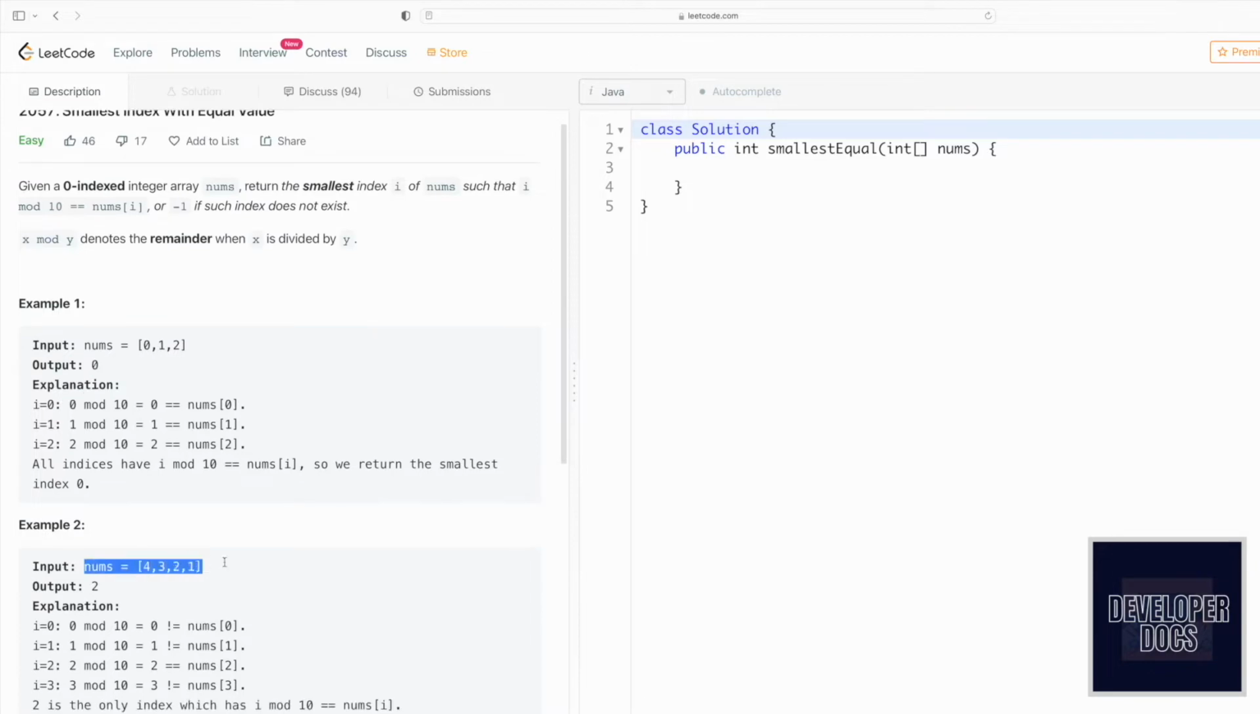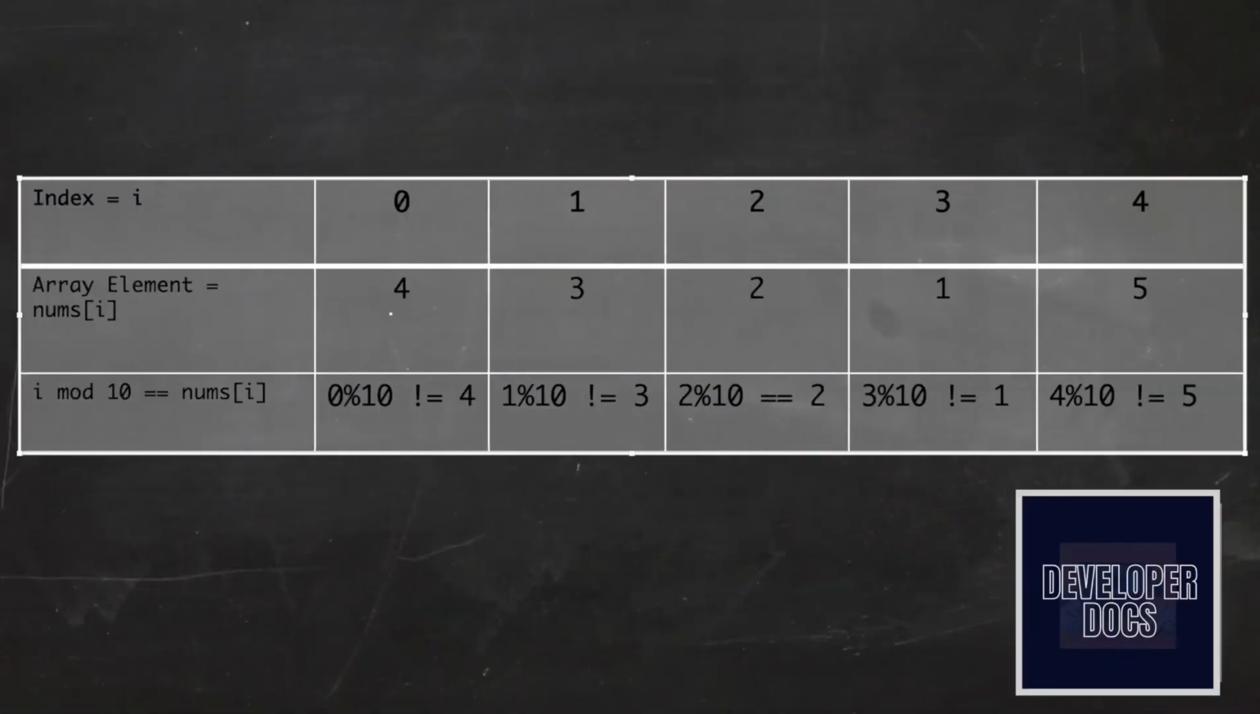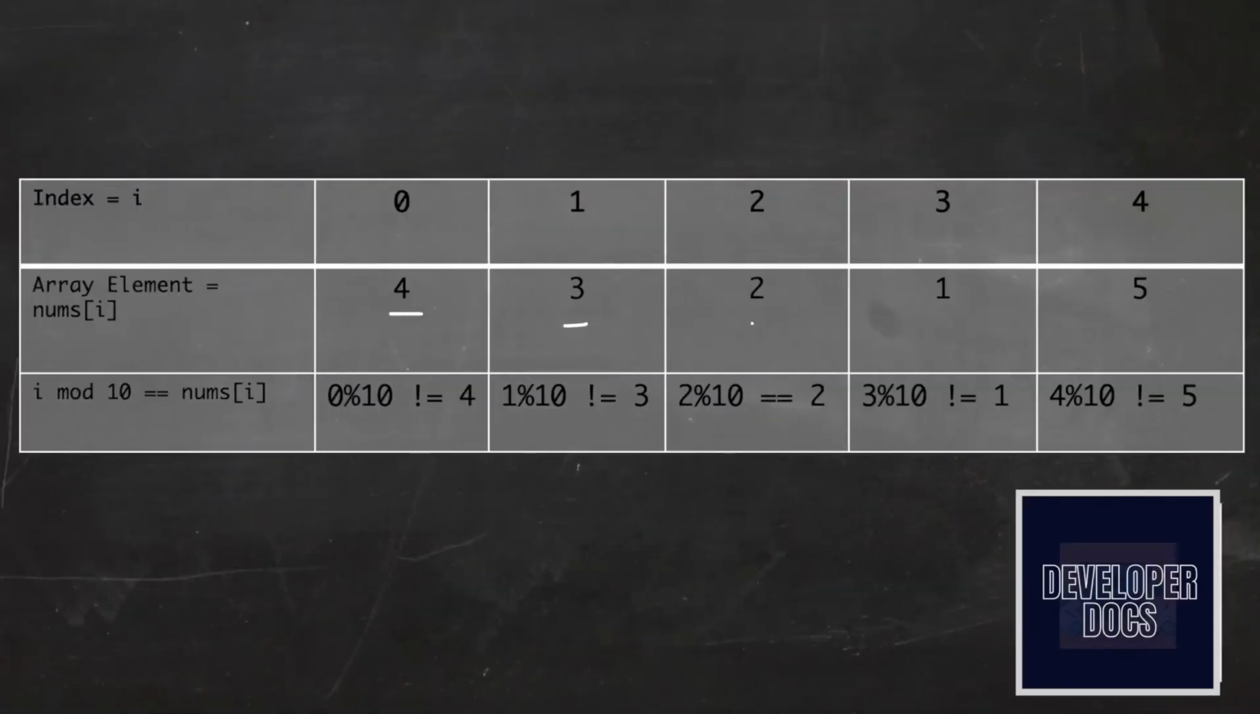For the second example, let us walk through. These are the 5 array elements, 4, 3, 2, 1, and 5. And these are the index positions of those array elements, starting from 0 till the end of the array, that is 4. Now we have to compute the equation for each array element, i modulo 10. 0 modulo 10 should be equal to nums of i, which is 4. 0 modulo 10 is 0, which is not equal to 4.